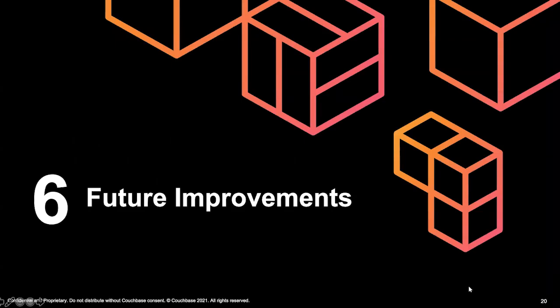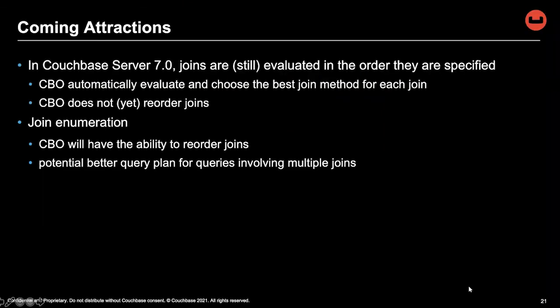So that covers the basic new CBO functionality. Now let's look at potential future improvements. In Couchbase Server 7.0, joins are still evaluated in the order they are specified, which means there's no join reordering yet in version 7.0. For each join, CBO is going to automatically evaluate and choose the best join method. We just don't yet reorder the joins. So in a sense, the user is still responsible for picking the correct join order in Couchbase Server 7.